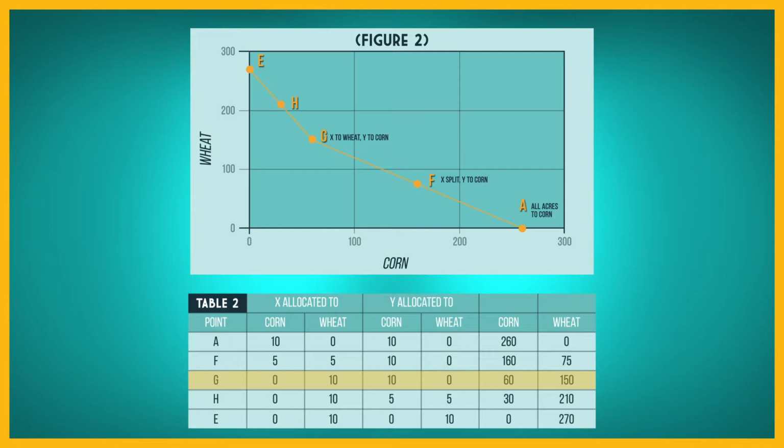point G when it allocates all X to wheat and all Y to corn, point H when it allocates all of X to wheat and 1/2 of Y to corn and the rest to wheat, and point E when it allocates all of its land to wheat. Thus, the economy can move up and to the left on the line segments by reallocating land from corn to wheat. Table 2 shows these combinations and their allocations. See the notes for the calculations.